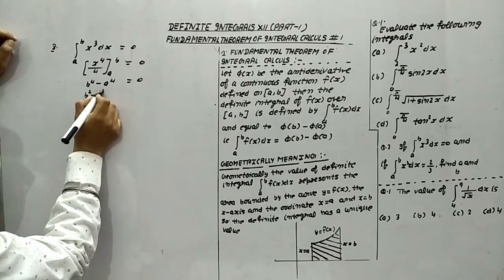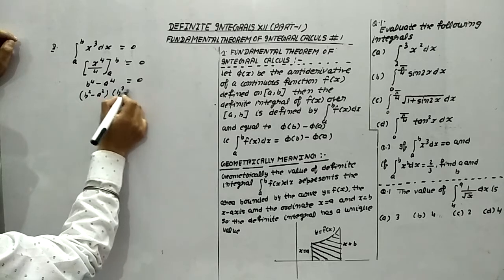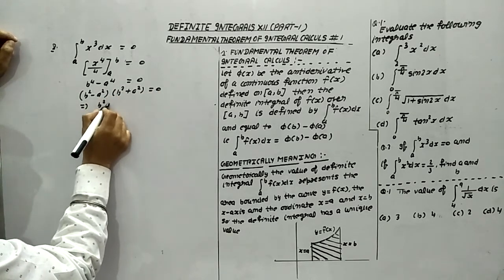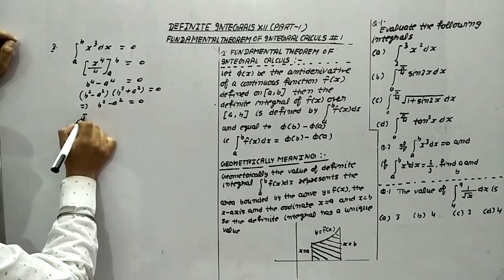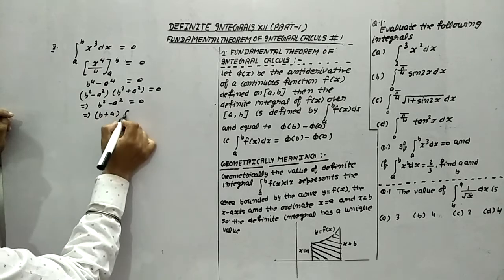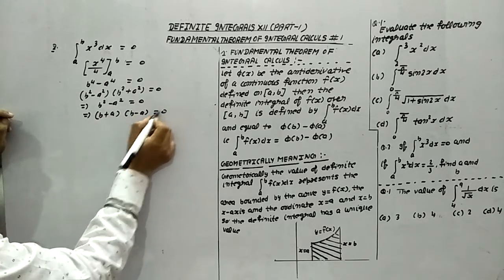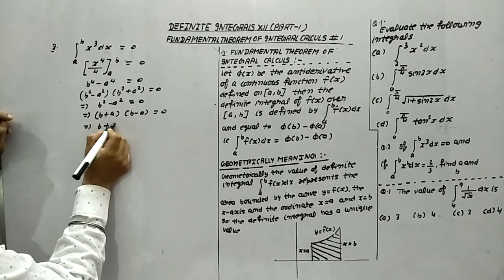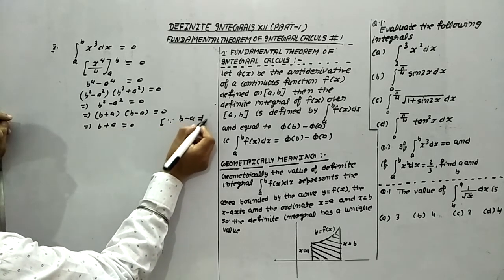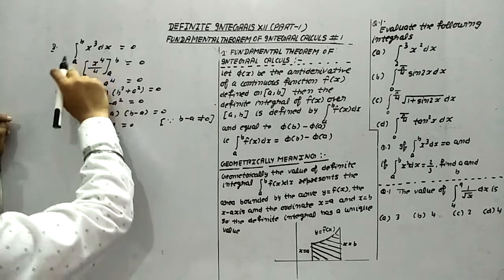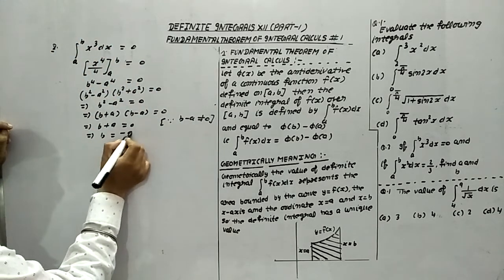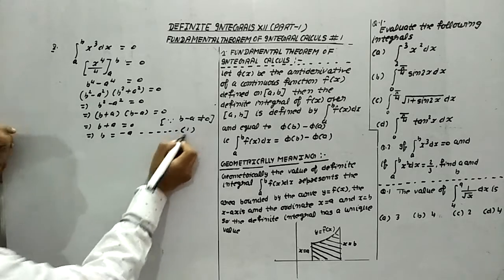It means (b² minus a²)(b² plus a²) is equal to 0. It implies that b² minus a² is equal to 0. It implies that (b plus a)(b minus a) is equal to 0. It implies that b plus a is equal to 0 because b minus a is not equal to 0. In this case a is equal to b, which is not according to this limit. It implies that b is equal to minus a. This is the first equation.